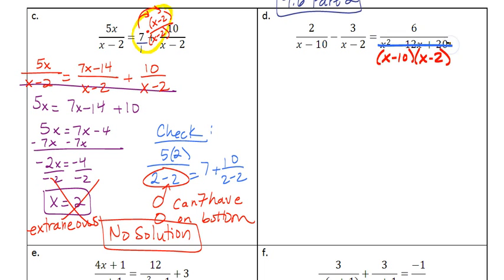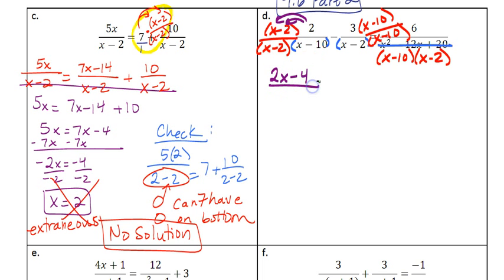So notice if I thought of my two denominators as being x minus 10 and x minus 2, this fraction right here already has both, so it's good to go. This fraction here is lacking the x minus 10, and this fraction here is lacking the x minus 2. Again, on top, I distribute into that. So for the first fraction, I've got 2x minus 4 over x minus 2, x minus 10.